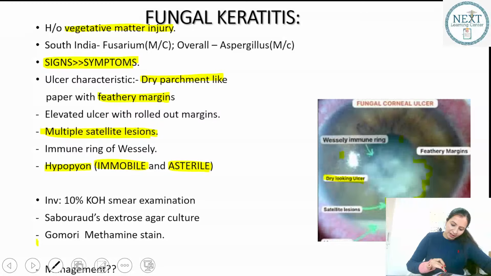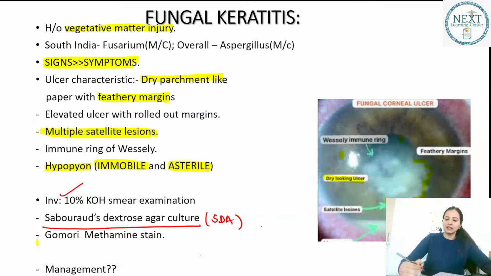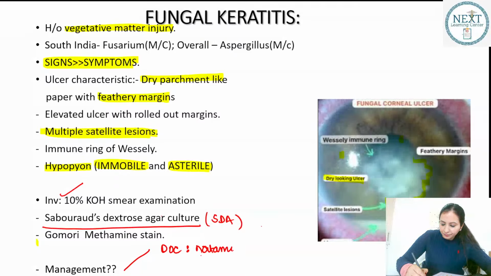Investigation, any fungal ulcer or any fungal thing, you go for 10% KOH examination or SDA culture, Sabouraud dextrose agar culture. Or you can even go with Gomori methenamine silver stain. What is the management? Definitely antifungals. What is the drug of choice? It is natamycin. Or you can even go with amphotericin B or voriconazole.